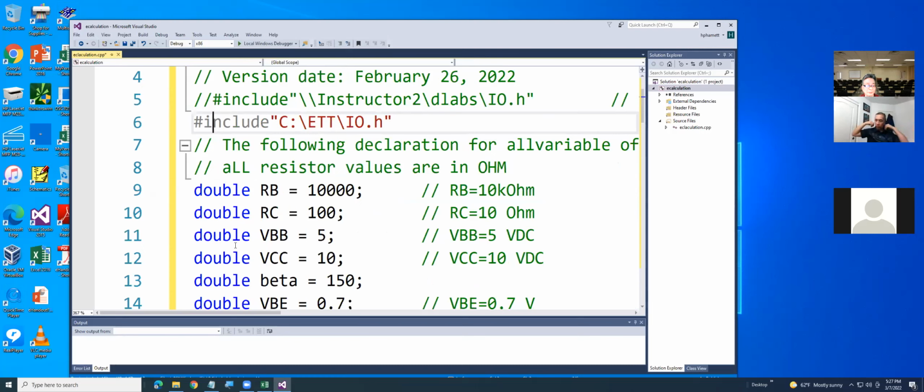When you do your calculation program, you need to declare the variable and the value if they have it. Okay, I show you. This is the sample here.